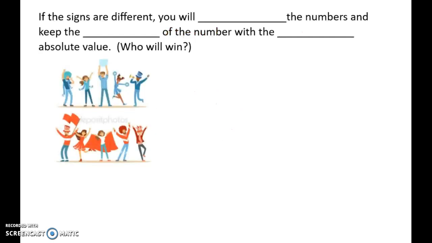What about if the signs are different? Then you're going to subtract the numbers and keep the sign of the number with the greater absolute value, or the higher, I guess I put in the notes, the higher, with the higher absolute value.